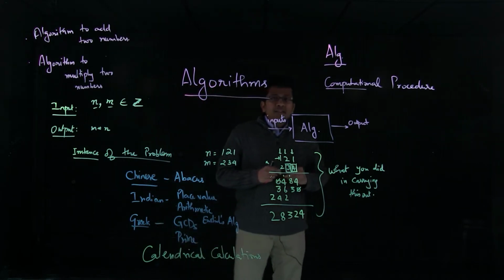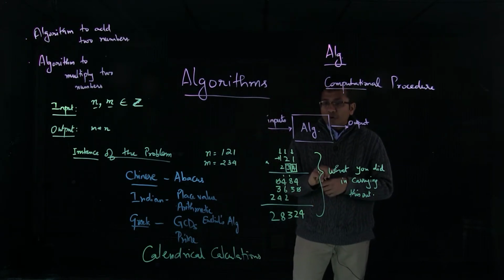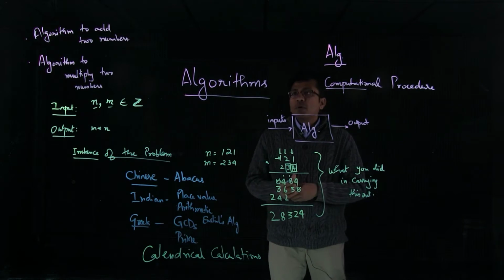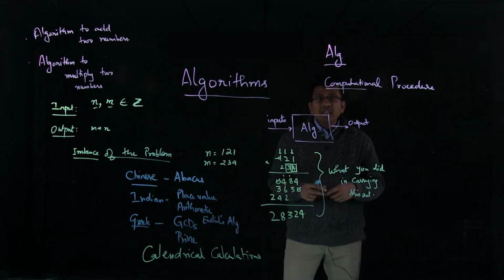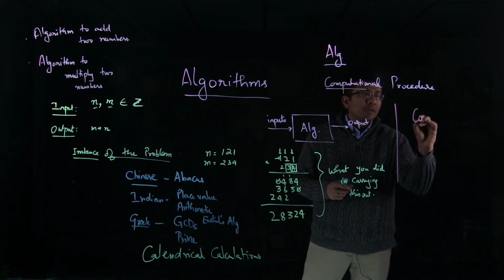So algorithms have been around for a long time, and what we are learning is just modern algorithms. Now, what is modern about these algorithms? Everything changed because of the invention of the modern computer.